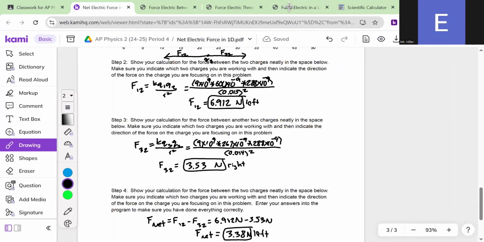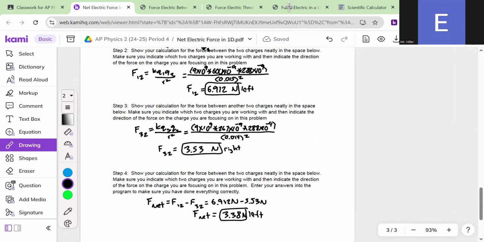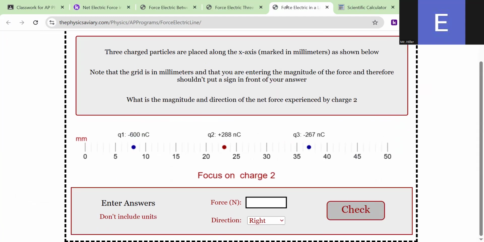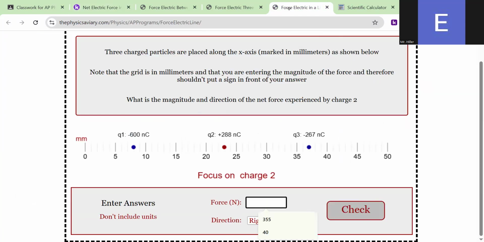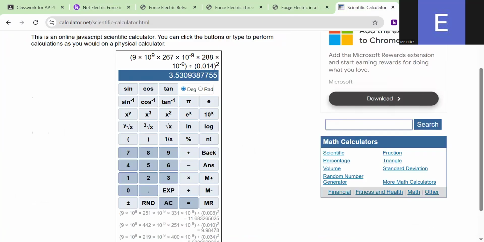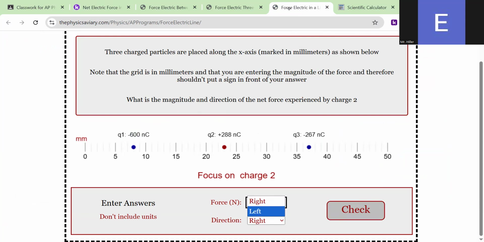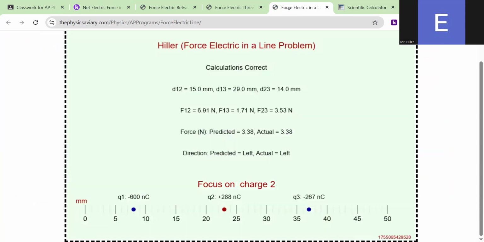Let me see what all I had to put in the program. I had to put in the net force and its direction. So the net force is 3.38 in my example, and the direction was to the left. All right, there you go. I was able to get this one right as well.